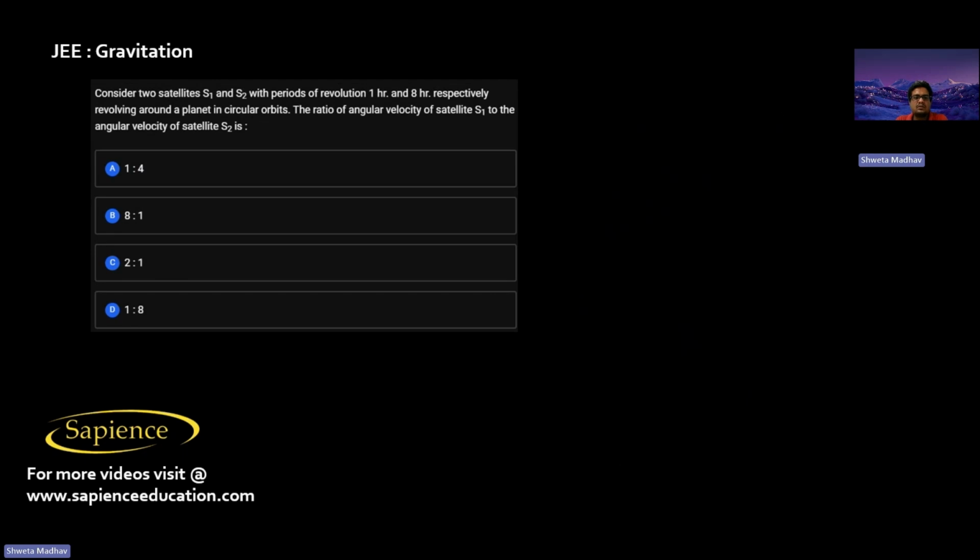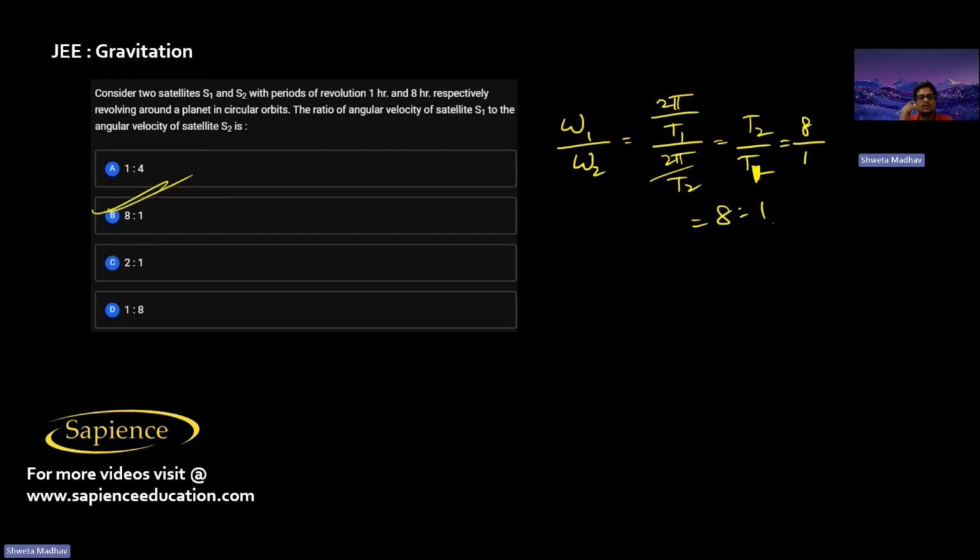Then here it is told, consider two satellites S1 and S2 with periods of revolution 1 hour and 8 hours respectively, revolving around the planet in circular orbits. The ratio of angular velocity of satellite S1 to the angular velocity of satellite S2 is? So angular velocity of S1 by angular velocity of S2, that is 2 pi by T1 by 2 pi by T2. That is equal to T2 by T1. So T2 is 8 hours and T1 is 1 hour. So that is equal to 8:1. So option B is the correct answer.